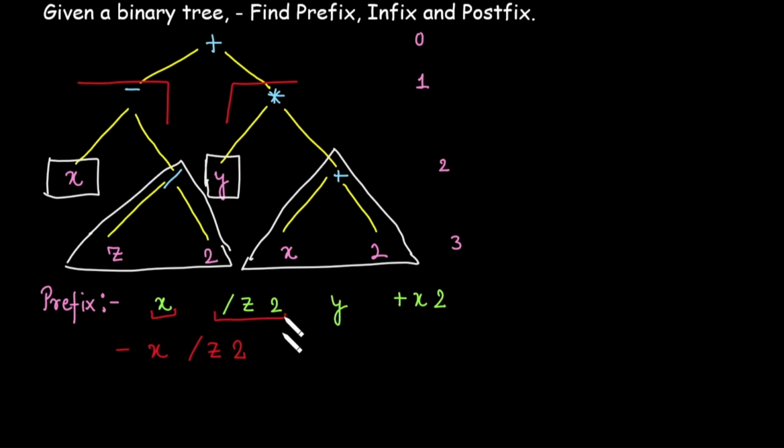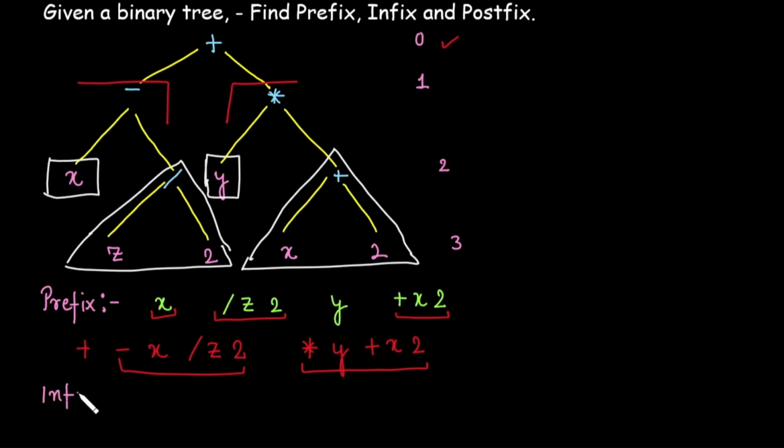So the root is multiplication, that is the first, and then we visit the left child, that is y. On the right child we have this, that is plus x2. Now move to level 0. On level 0 we have the root plus, then left child, then right child. So first visit the root, left child, and this is the right child. So the final prefix for this binary tree is this.